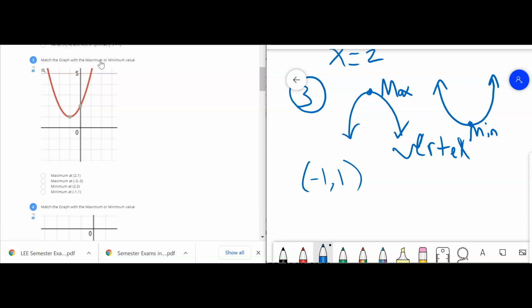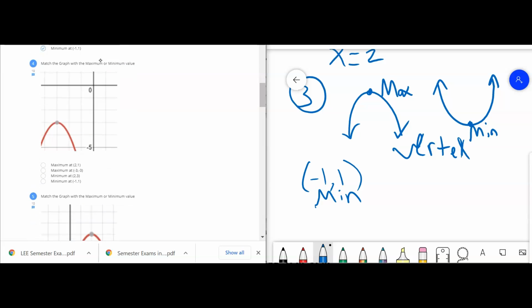This is at the bottom of a U shape, a U parabola. So if it's at the bottom, that's a minimum. Okay. So which one of these answer choices says it's a minimum at negative 1, 1? Well, that would be this one. Okay. Let's do it again. Match the graph.